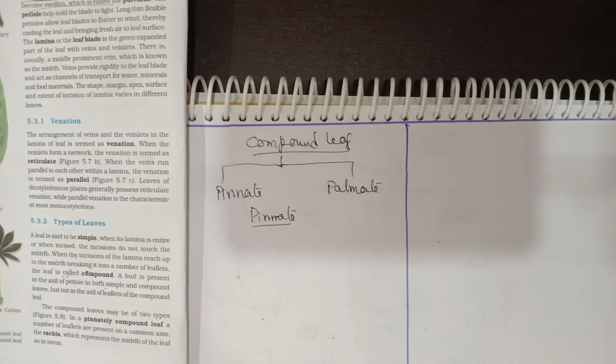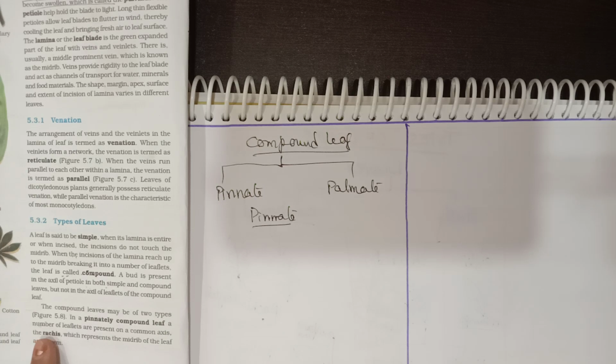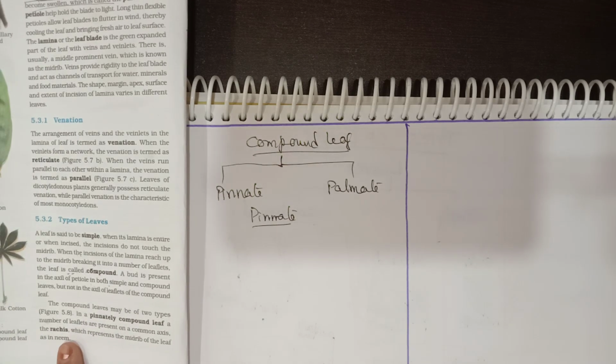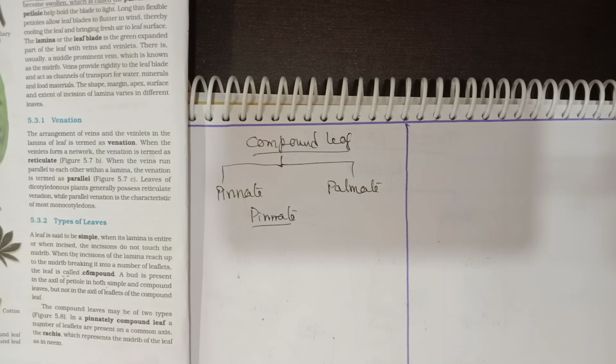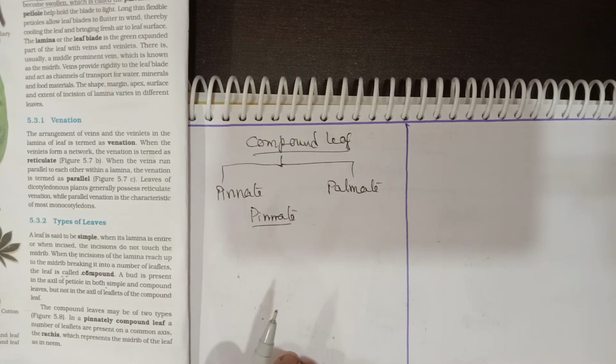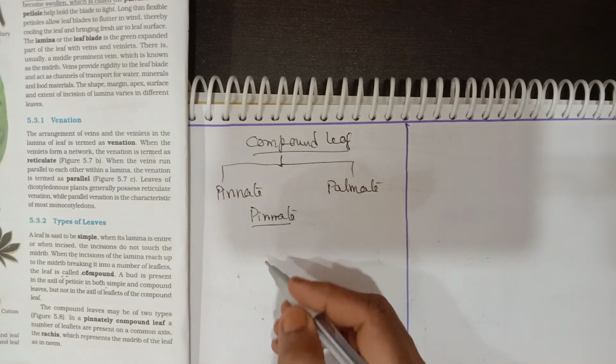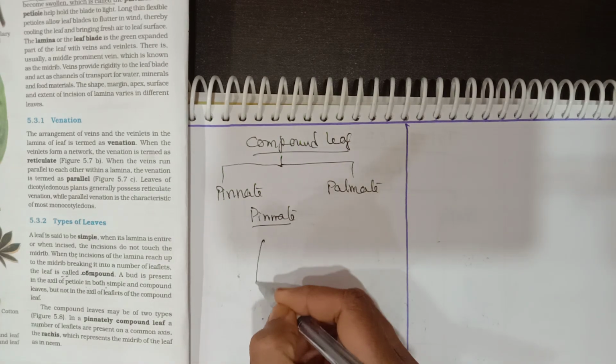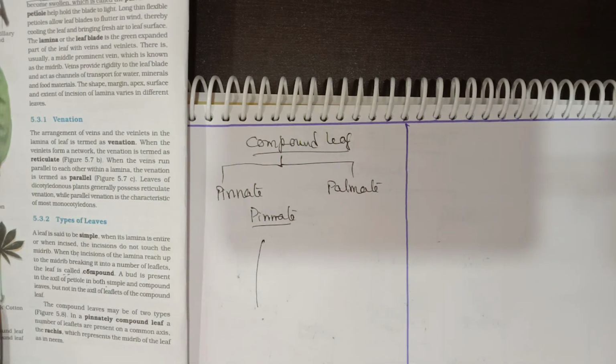In a pinnate compound leaf, we find a number of leaflets present on a common axis called the rachis, which represents the midrib of the leaf, as in neem. Just now I told you the midrib of the simple leaf is converted to the rachis of the compound leaf. So in pinnate we find this is the main midrib.